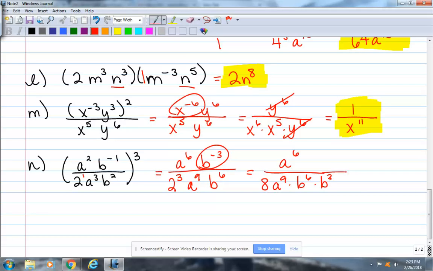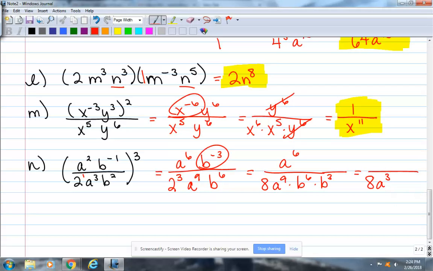All right. So what do we do with the A's? Divide them, which means I do what? Subtract. Big minus small. 9 minus 6 is what? 3. Big kid gets the leftover. So where was it bigger at? On the bottom. So we're going to put the leftover A to the 3rd on the bottom. We'll leave the 8. A to the third's on the bottom. We don't have nothing on there yet.